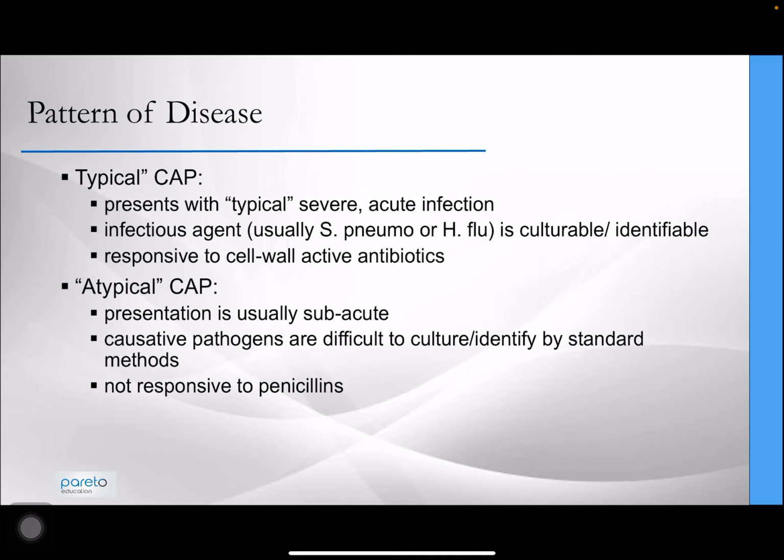You have two patterns of disease, typical and atypical. Typical community-acquired pneumonia is literally typical. It's what you see and what you associate with pneumonia, and it's normally caused by strep pneumo or Haemophilus influenza, and is identifiable on blood culture, or more specifically and more commonly, sputum culture.